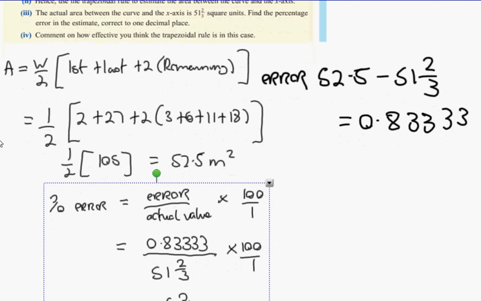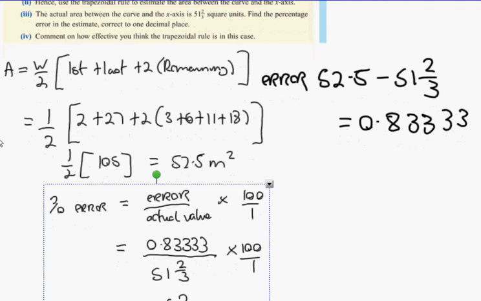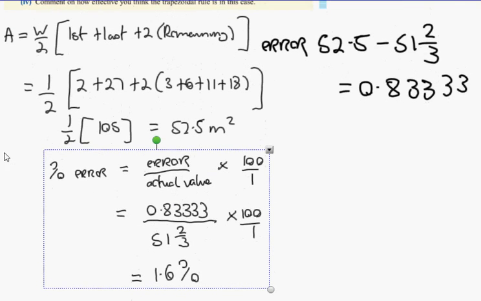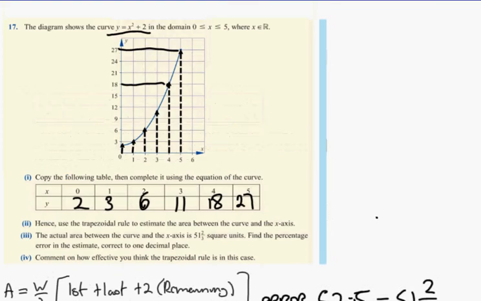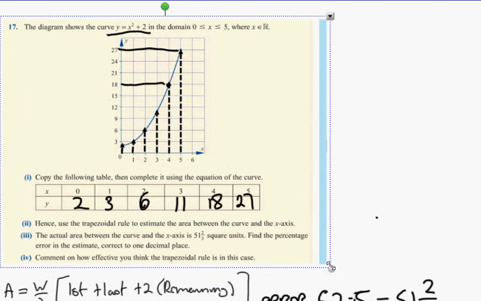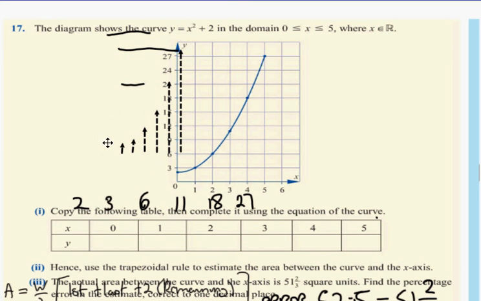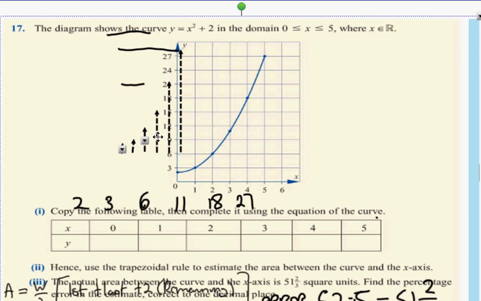Back to the question. Comment on how effective you think the trapezoidal rule is in this case. Now, I'm going to explain to you why there's an error, okay? So for those of you who don't know what the trapezoidal rule actually means, it means this, and I'm going to make this a lot bigger now, okay? And I'm just going to redo it. Now I'm going to show you what the trapezoidal rule is actually doing to calculate the area, okay?